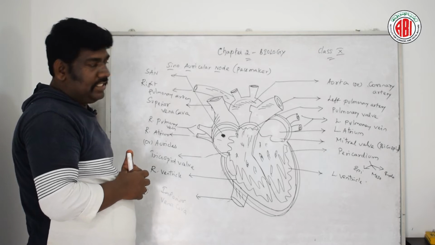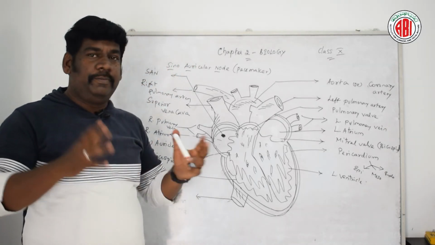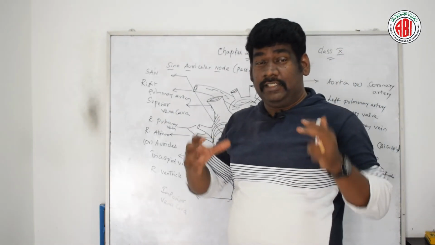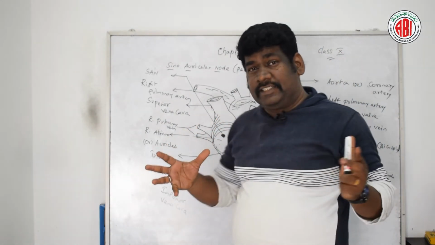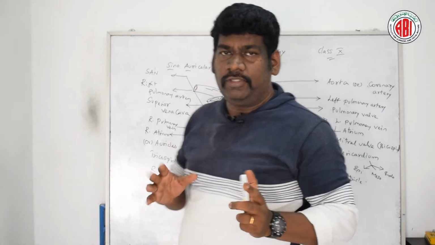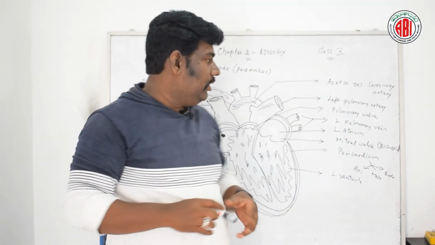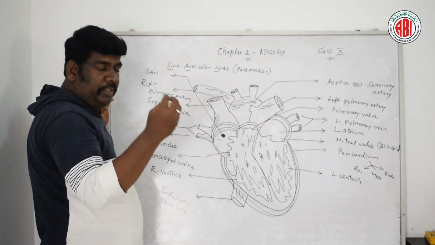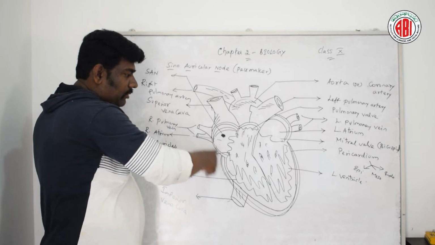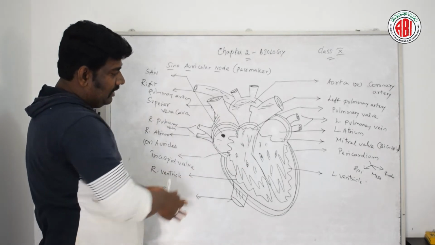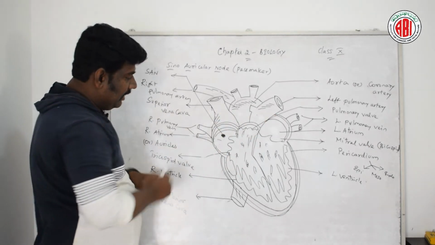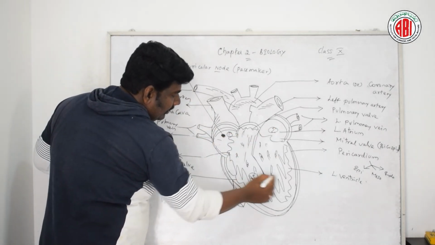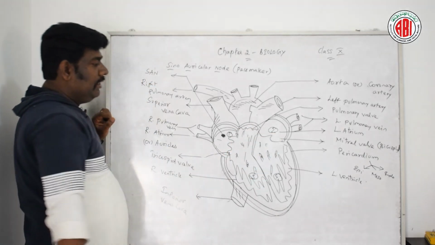Okay. Now how to remember the labelings? Very simple. Most of you think the human heart is a very complicated structure, but it is a very simple structure. We just have to remember, that's all. So first let us make all the labelings again one by one to remember. The human heart looks like this oval shape structure. Here 4 chambers are there: chamber 1, chamber 2, chamber 3 and chamber 4.